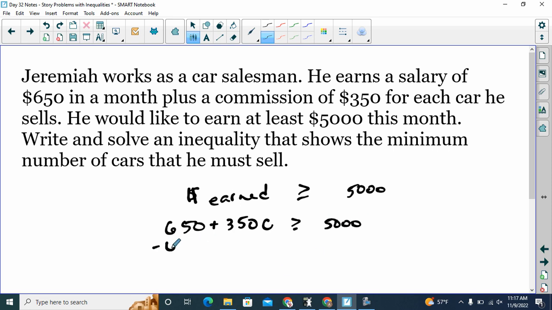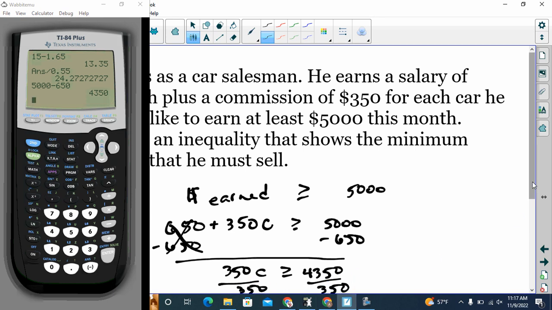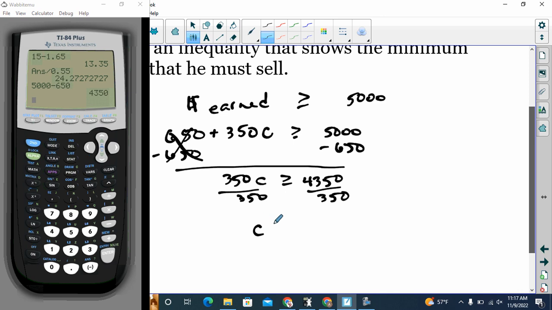Subtract 650 from both sides. I get 350C is greater than or equal to, what is that, 4350. Divide both sides by 350. And we get the number of cars that he needs to sell needs to be greater than or equal to 12.43.